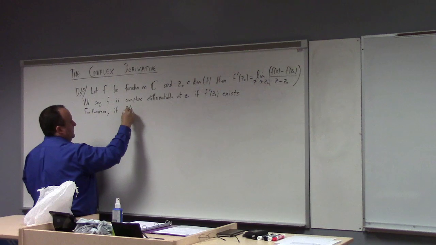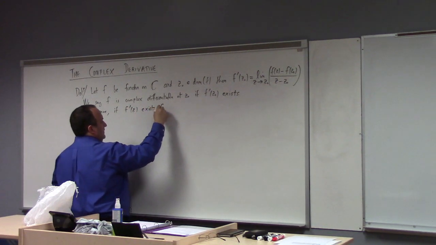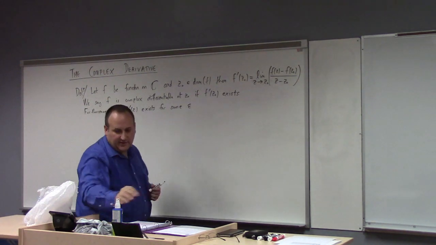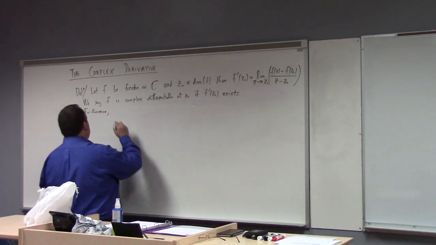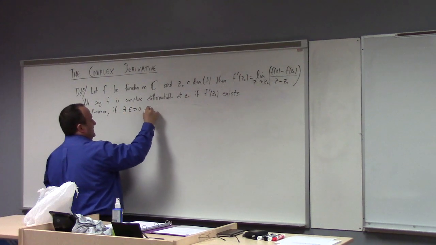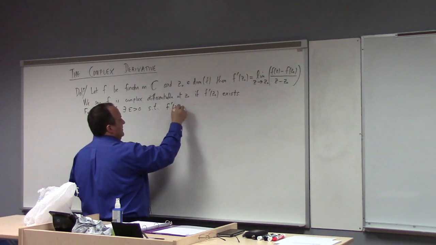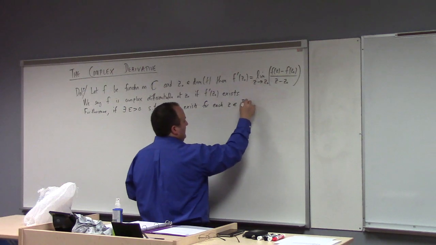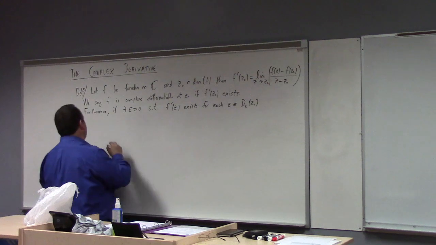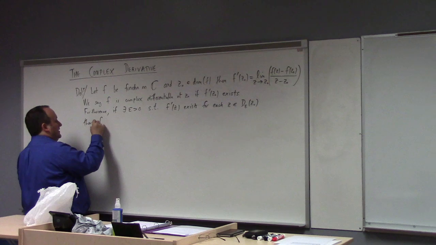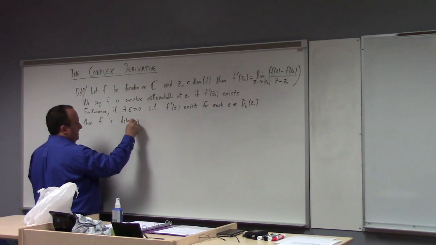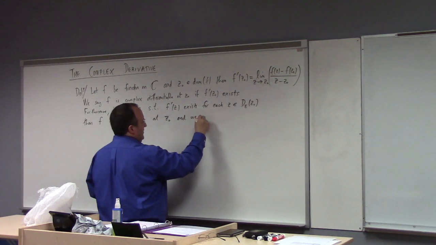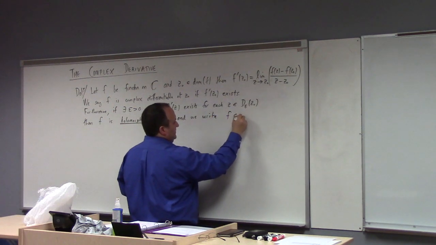If f prime of z exists for some epsilon, if f prime exists for, sorry, I dug myself a hole here. If there exists epsilon greater than 0 such that f prime of z exists for each z in the disk of radius epsilon centered at z naught, all right, then f is holomorphic at z naught, and we write f is an element of funny looking O of z naught.